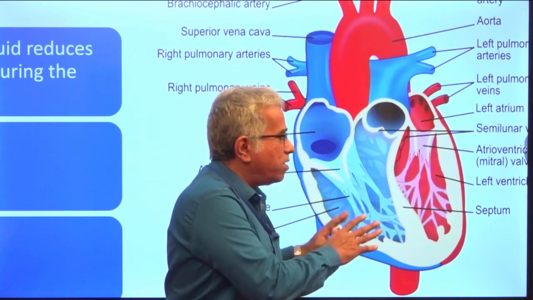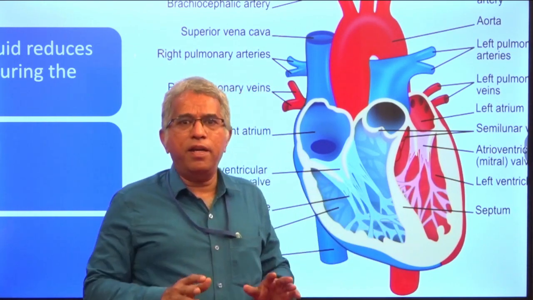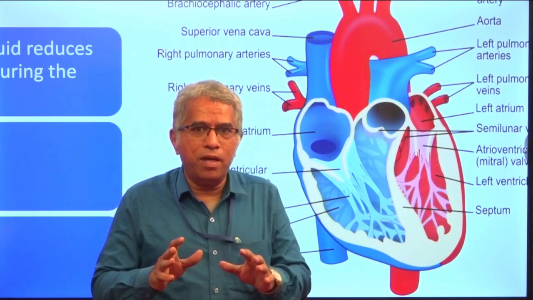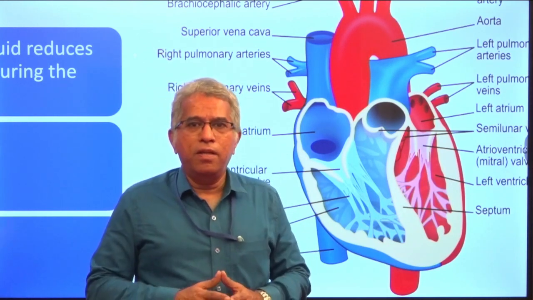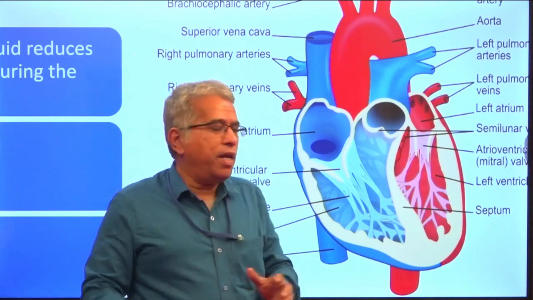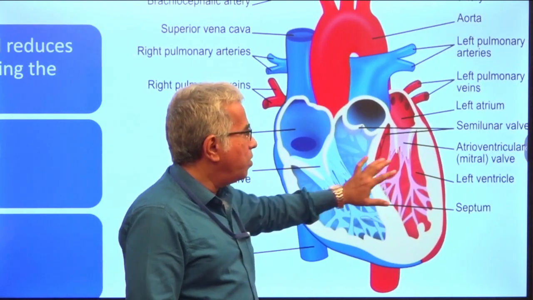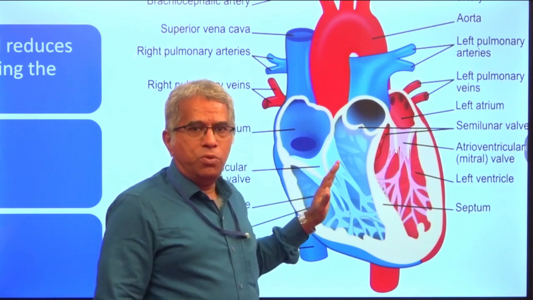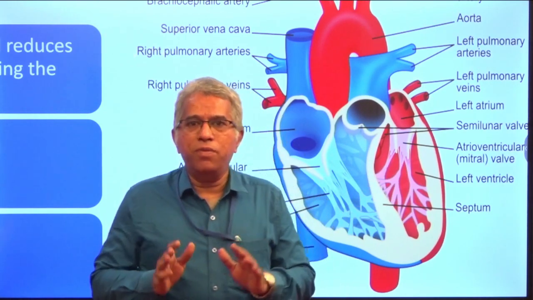And these valves are responsible for creating one sound called lub during the heartbeat. You know that heart beats lub dub, lub dub, lub dub like that. The first sound lub is created by the closure of these two valves, namely mitral valve and tricuspid valves. So that is about the basic structure of the heart.